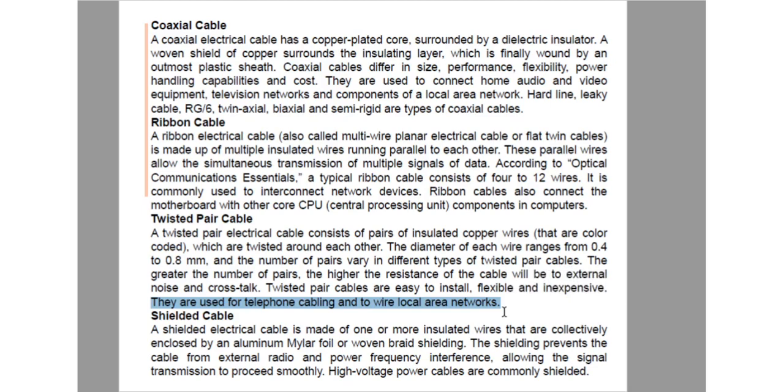The fourth type is the shielded cable. The shielded cable is made of one or more insulated wires that are collectively enclosed by an aluminium, mylar foil or woven braid shielding. The shielding prevents the cable from external radio and power frequency interference, allowing the signal transmission to proceed smoothly. And high voltage power cables are commonly shielded.